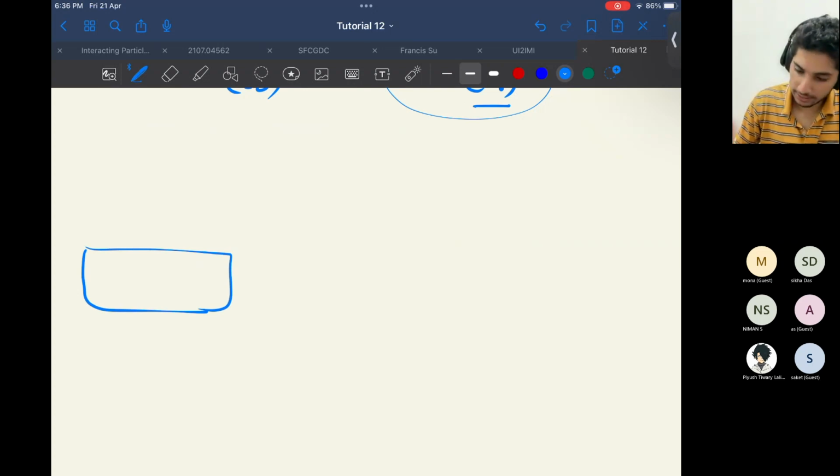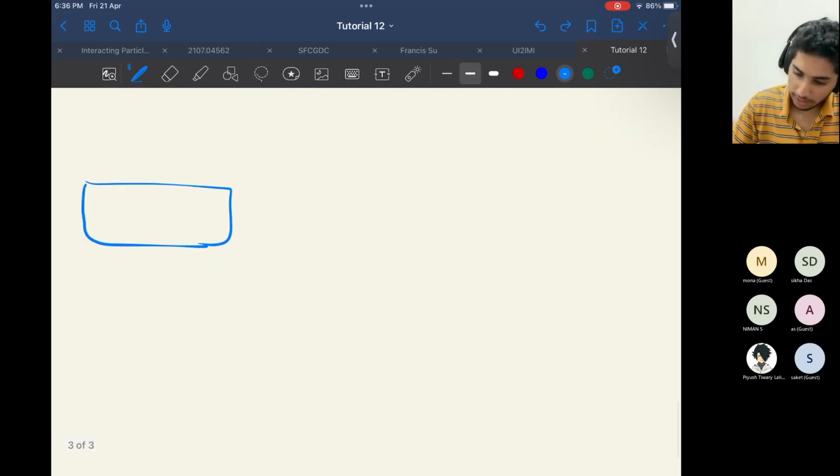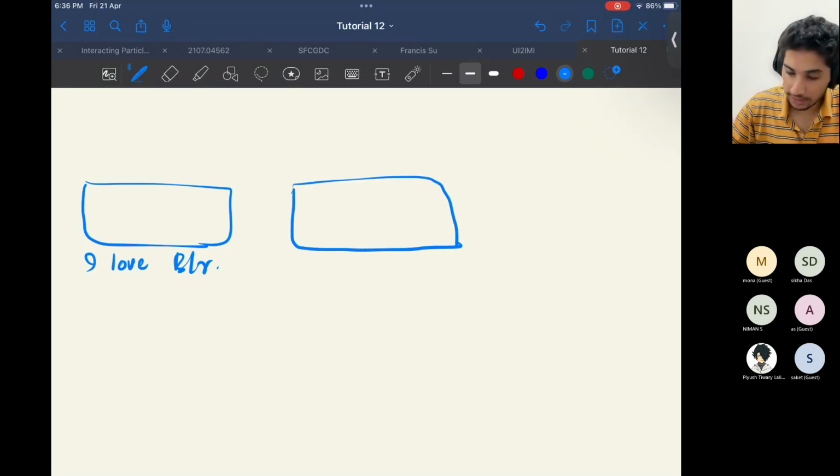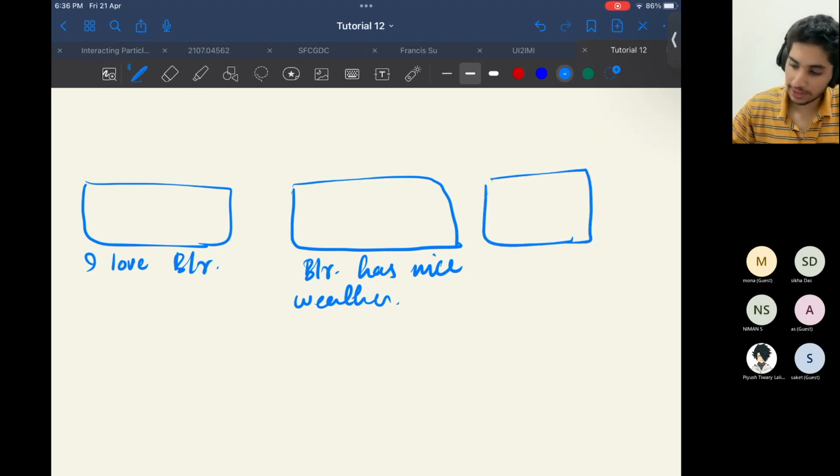So let's say this is like your encoder, right? Let me not confuse you. So let's say that there is a sequence. There is a sentence, right? For example, I love Bangalore. Okay, this is a sentence. Then there is another sequence, another sentence: Bangalore has nice weather. And maybe there is another sequence, another sentence: Bangalore also has high traffic, right?